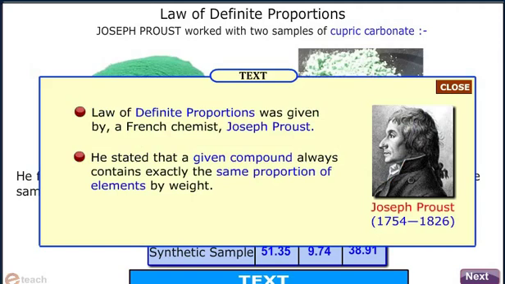The law of definite proportions was given by a French chemist, Joseph Proust. He stated that a given compound always contains exactly the same proportion of elements by weight.